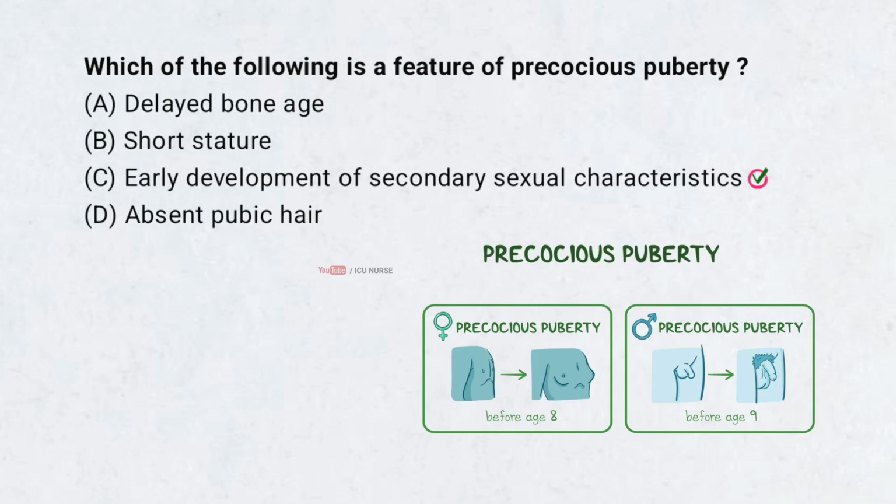Precocious puberty is marked by early appearance of pubic hair, breast development, or testicular enlargement. It may be central or peripheral in cause. Bone age is usually advanced. Early diagnosis helps guide treatment and monitor growth.